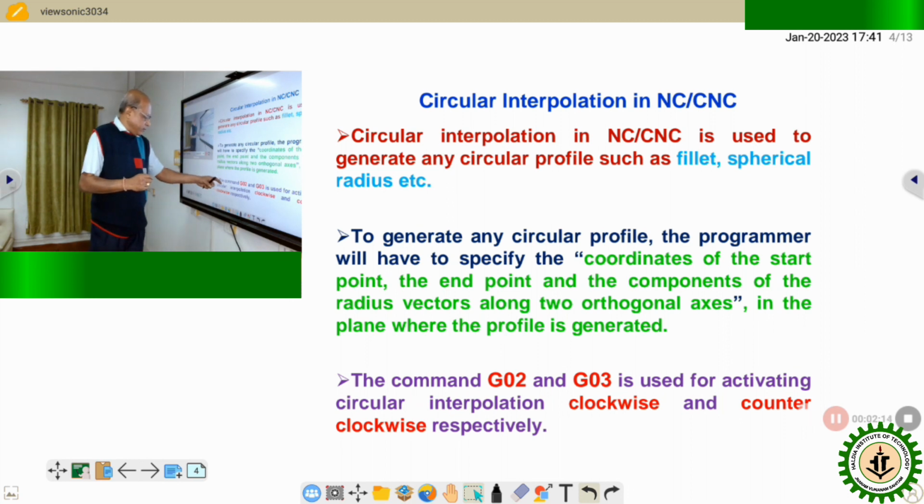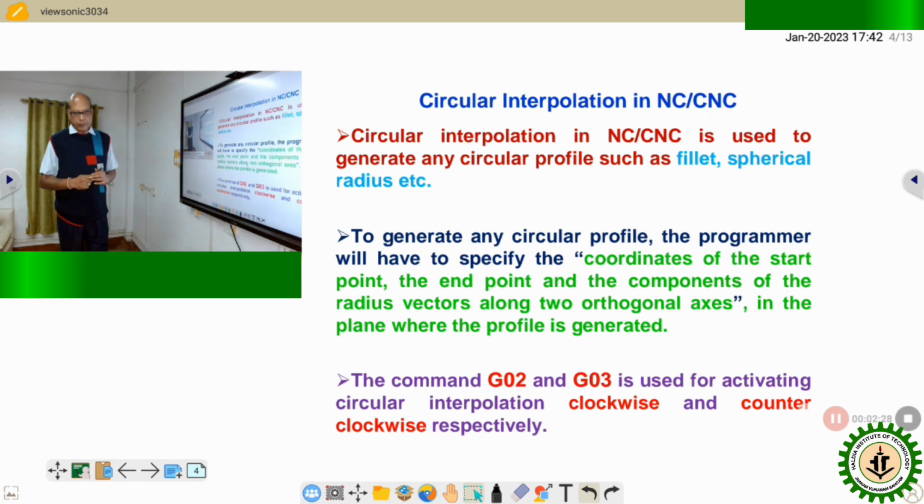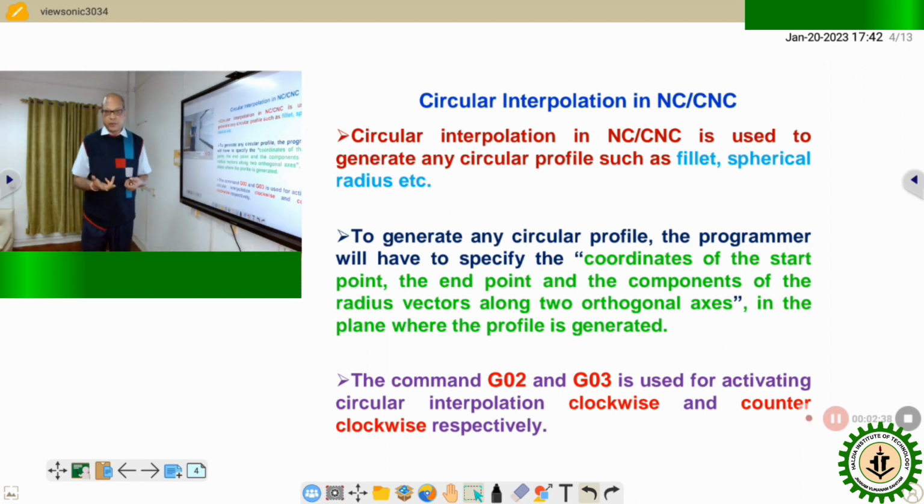Once again, this circular interpolation is implemented by typical G codes which are identified as G02 and G03 respectively for clockwise and counterclockwise motion. Because depending on the scenario, depending on the nature of tool movement, we can have clockwise movement or we can have anti-clockwise movement. And to distinguish clockwise from anti-clockwise, two separate G codes are used. G02 is for clockwise and G03 for counterclockwise.